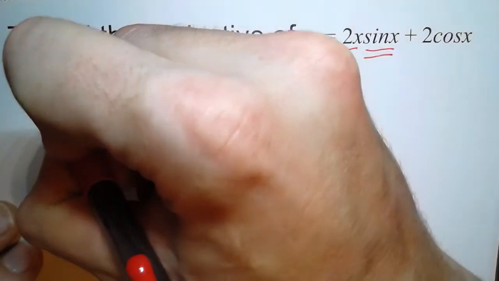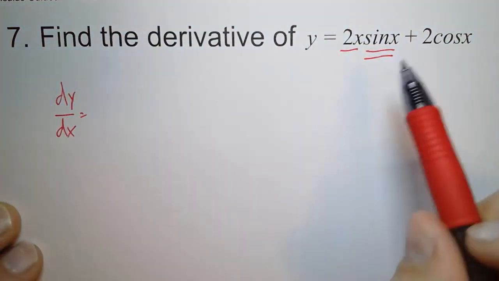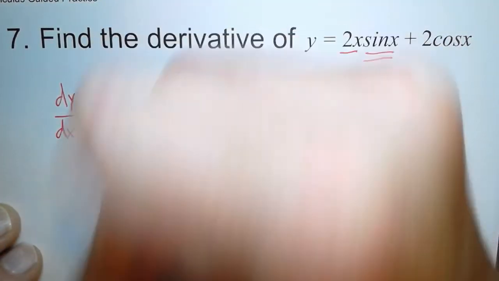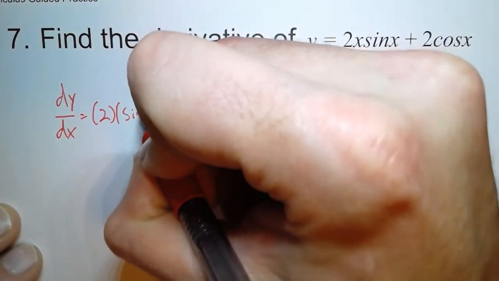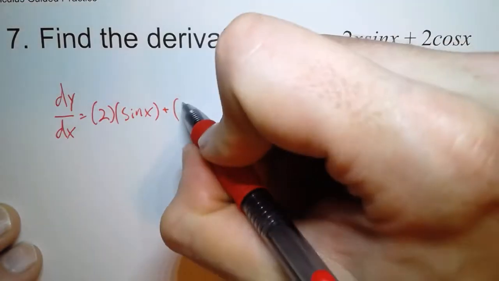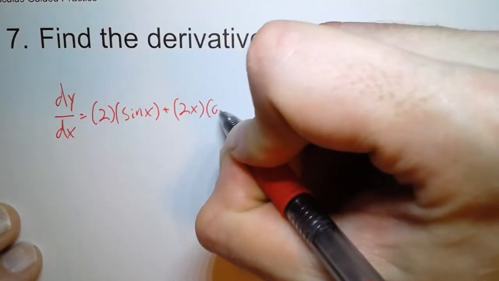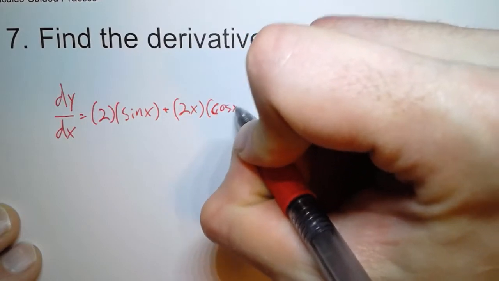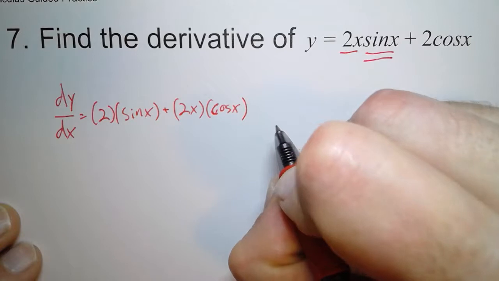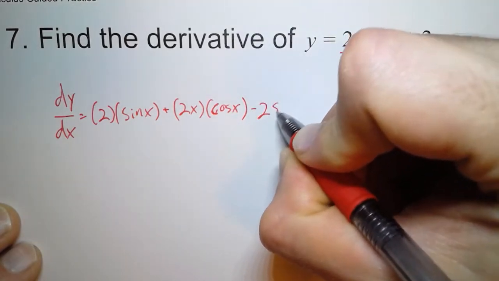So first we'll take care of the product rule right here. So the derivative of 2x is 2 times sine of x. Then we add to that 2x. We leave that alone. Now the derivative of sine x is cosine of x. And then the derivative of 2 cosine x is negative 2 sine x.